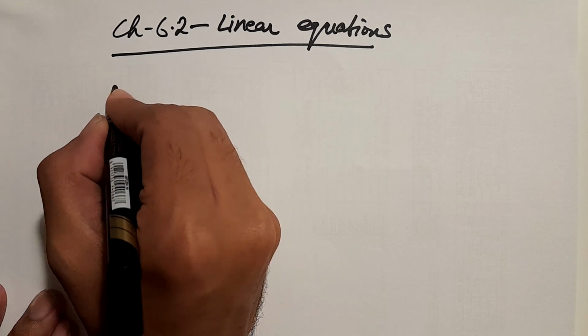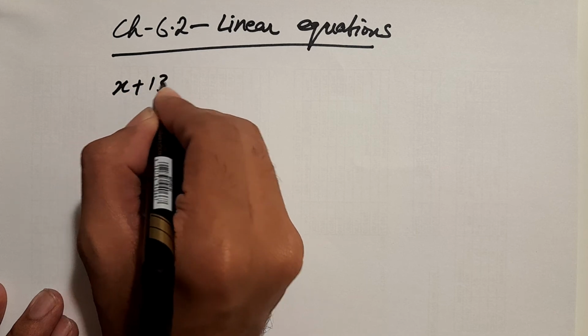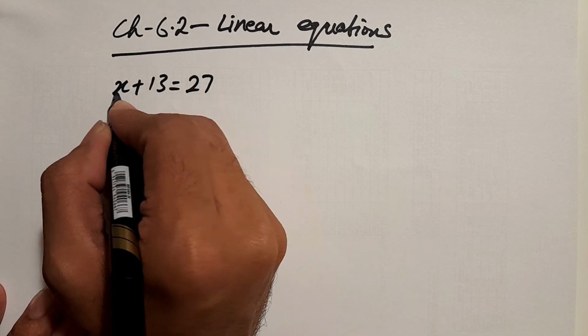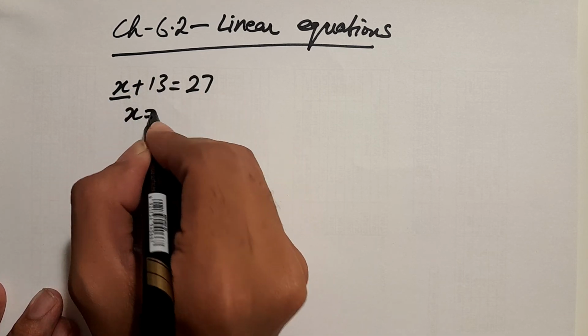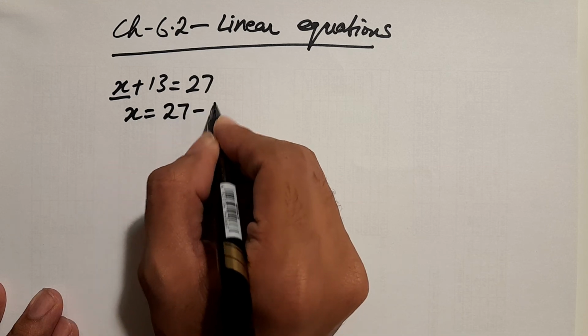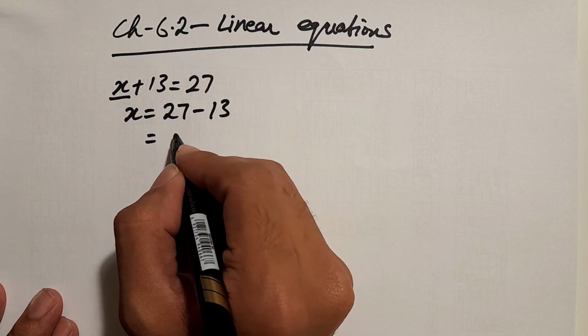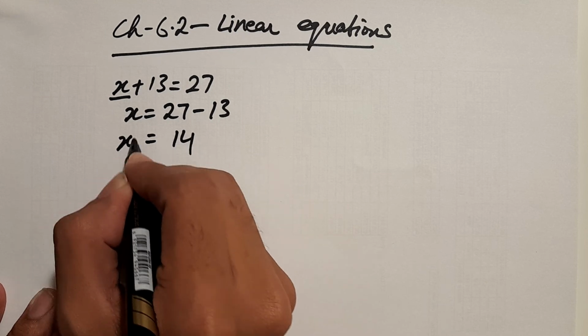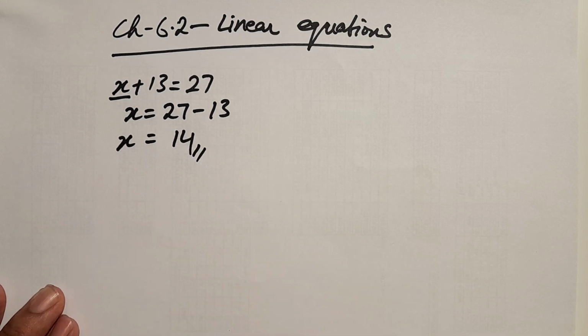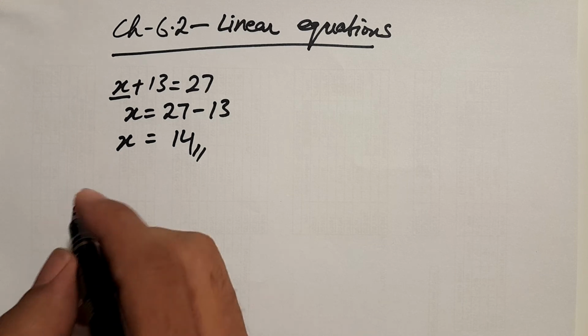For example, if we have x plus 13 is equal to 27, the value of x will be x is equal to 27 minus 13, which will be 14. So the value of x will be 14. So this is how we will calculate the value in the equation.